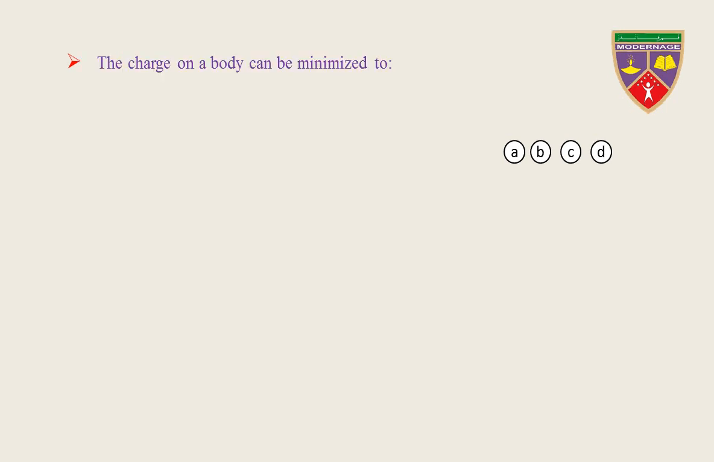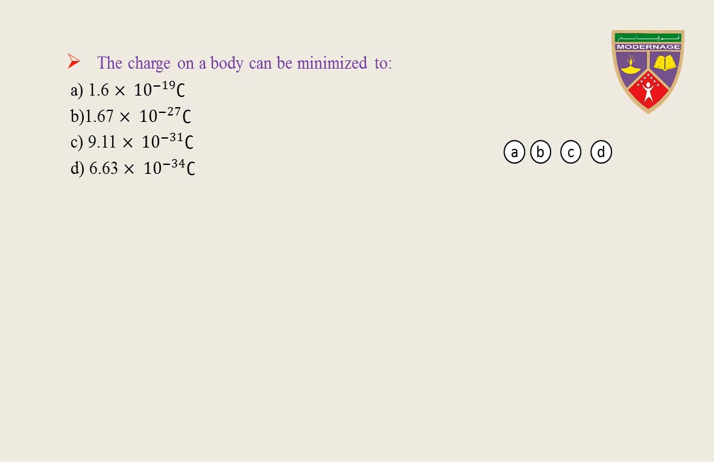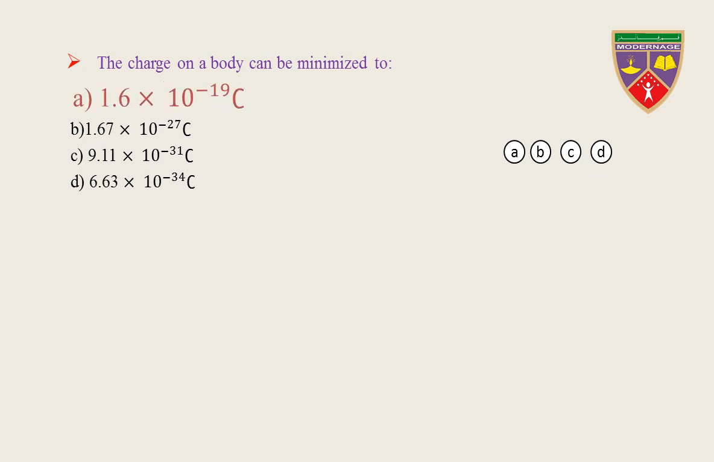The charge on a body can be minimized to: option A, 1.6 into 10 power minus 19 coulomb; B, 1.67 into 10 power minus 27 coulomb; C, 9.11 into 10 power minus 31 coulomb; D, 6.63 into 10 power minus 34 coulomb. The key is 1.6 into 10 power minus 19 coulomb. Therefore, the correct option is A.